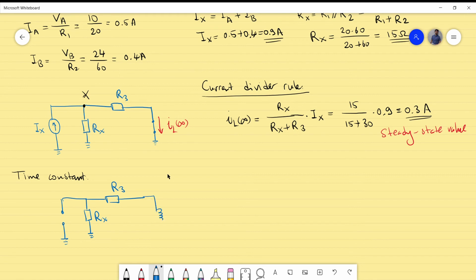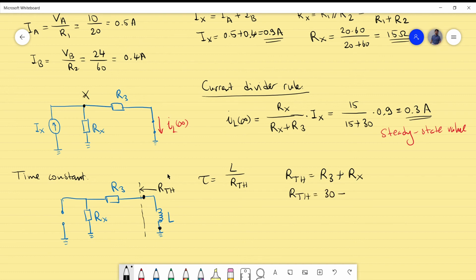And there is an inductor here. I will just show this to emphasize that there is an inductor which is looking to the left to calculate the Thevenin resistance seen by the inductor. So what is the time constant tau for the RL circuit? It is the inductance divided by the Thevenin resistance. So what is the Thevenin resistance? The Thevenin resistance in this case is the series combination of R3 and Rx. So our Thevenin resistance is 30 plus 15, which is 45 ohms.